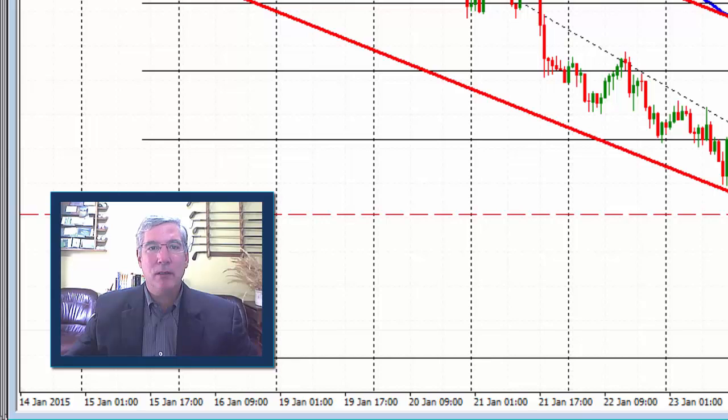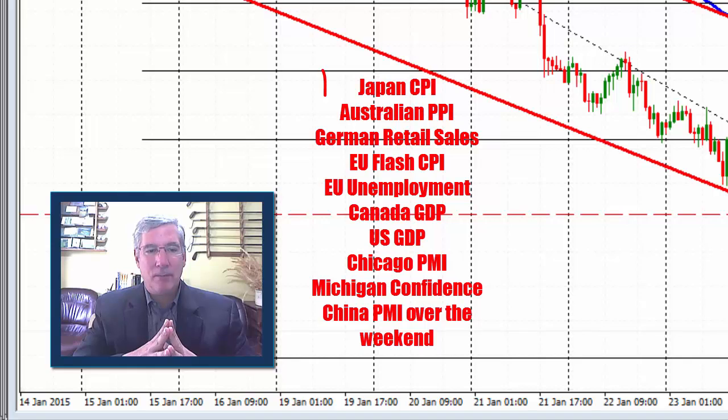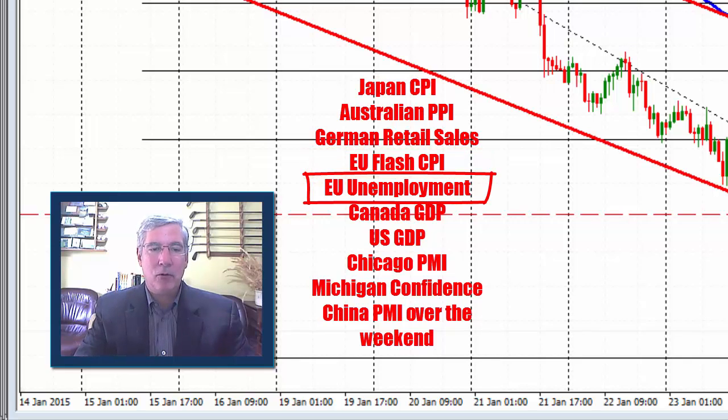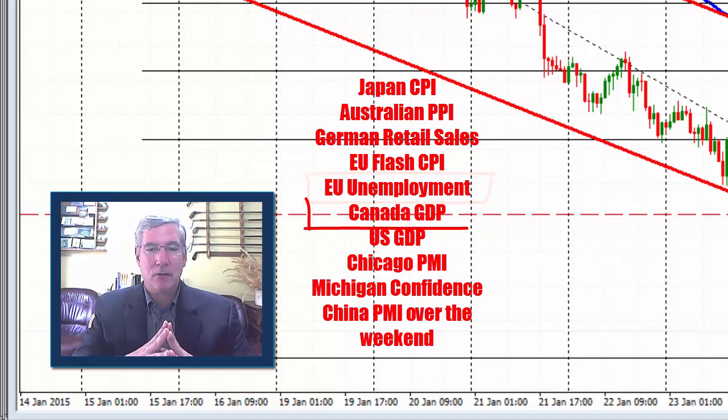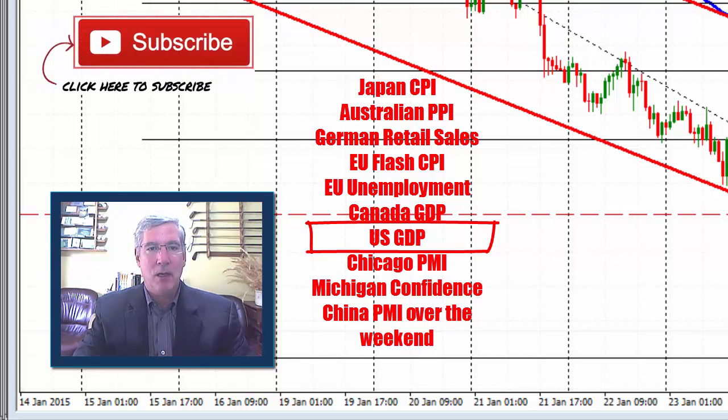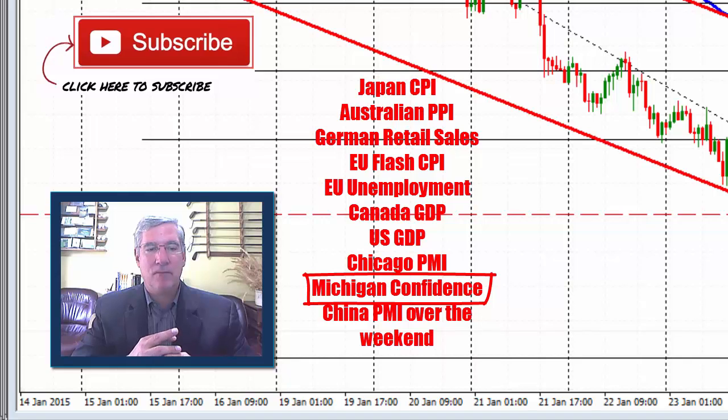All right, what do we have coming out over the next 24 hours or less? We have Japan CPI coming out tonight. We have Australian PPI coming out as well. We have German retail sales coming out tomorrow, along with Euro Flash CPI estimate. It's going to be horrible. We have employment rate coming out of the Eurozone, again, not too great. We have GDP coming out of Canada at 8:30, and also US GDP, big release, fourth quarter GDP tomorrow at 8:30. That's going to be key as well. Chicago PMI and University of Michigan revised consumer sentiment finishes our day.